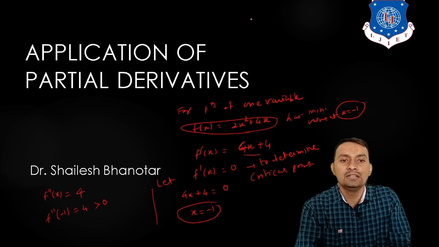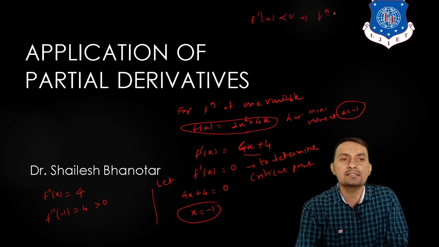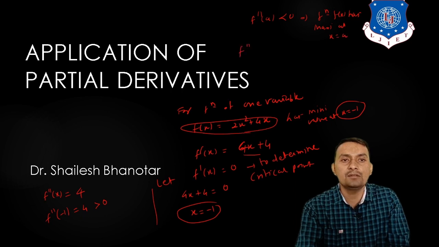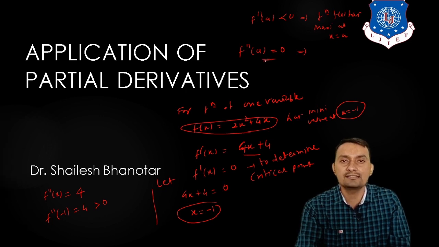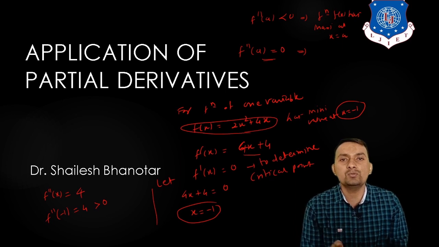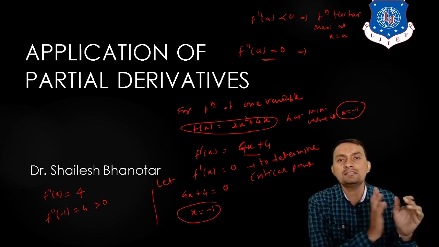Suppose we get f double dash at a particular point, say a, that is negative. Then we can say the function f of x has a maximum value at that point. But if f double dash at a is equal to 0, then there is no conclusion. The function may be neither maxima nor minima, so further investigation is required. But now we are going to extend this concept to functions of two variables.